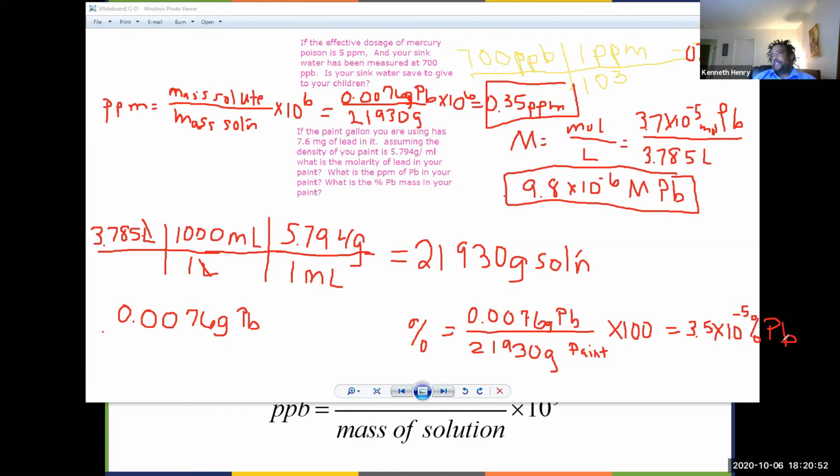Piece of cake. How did you get the amount of liters there were? Because it told me I had a gallon of paint. Oh, okay. I'm sneaky. So be sure to read the problems, because I am sneaky.